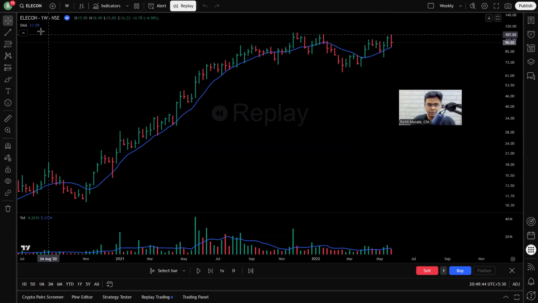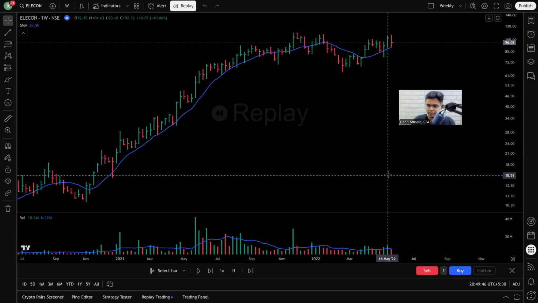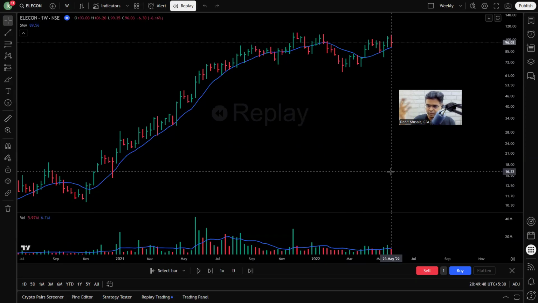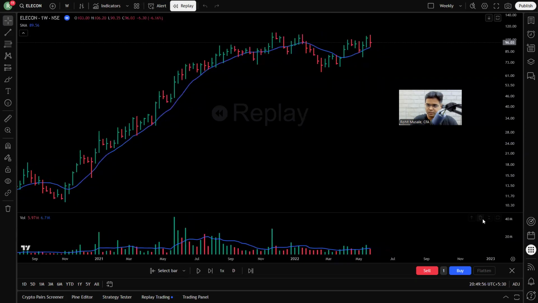So this is the Elecon Engineering weekly time frame chart, and this is May 2022. So it's an old chart. As per SEBI regulations, we are allowed to discuss this chart. First things first, this was marked by MarketSmith as base number 1 consolidation pattern. Don't worry about relative strength. I have already checked the relative strength. It was more than 80.